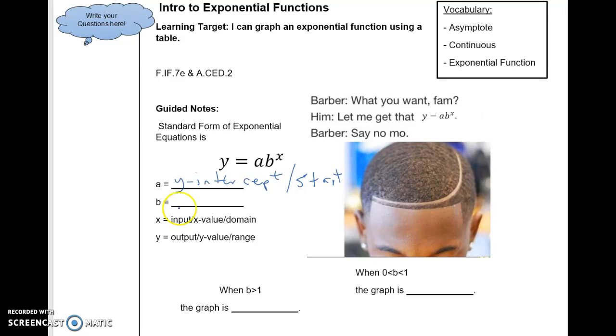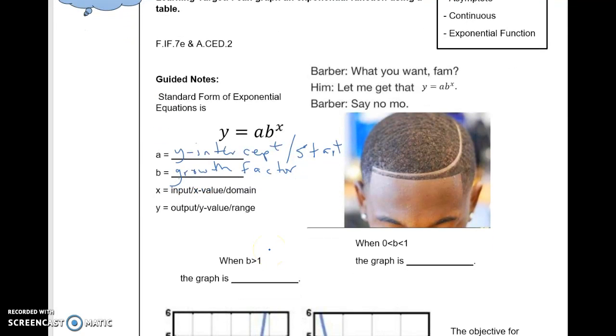And b is our growth factor, or how much we're changing by, or how much we're going up by. So doubling, tripling, halving, all those things, okay? That will be our b. It's what's raised to the x value. So that's y-intercept for a and growth factor for b.